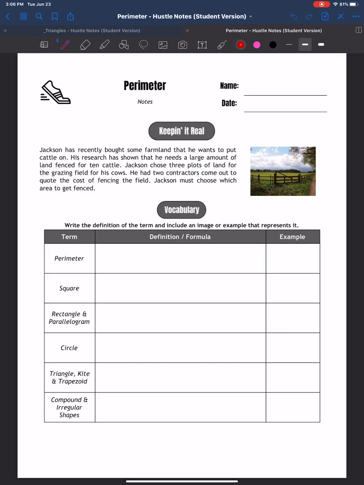Okay, so this week we are doing perimeter. So the perimeter is the distance around an object that is 2D. So we're going to start with distance around the sides of a shape.